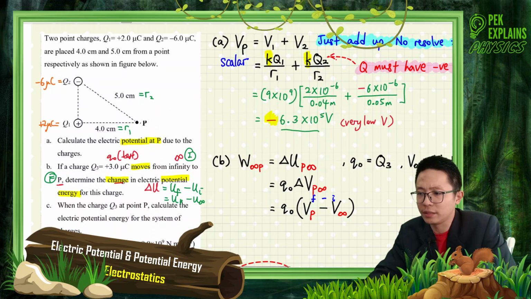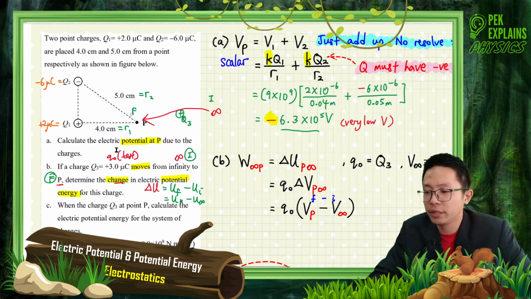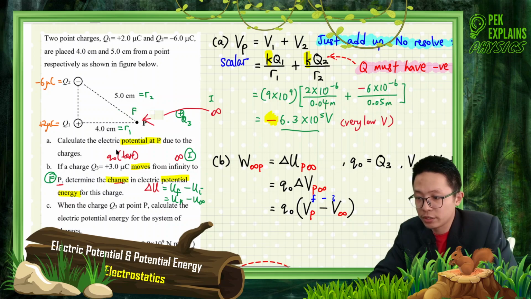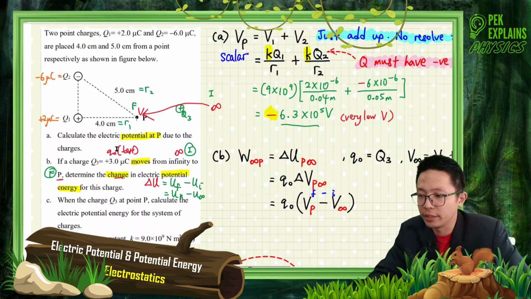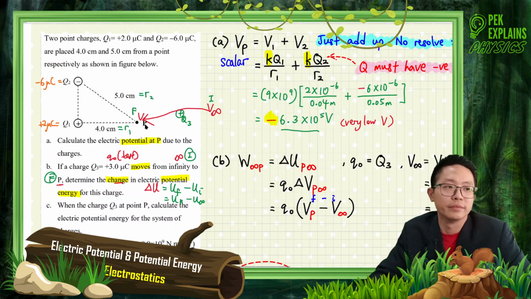So we want to find for the test charge, like this one, Q3. This Q3 is brought from infinity to point P, isn't it? Infinity is the initial, P is the final. We already got the potential at point P, but we don't have the potential at infinity yet. So how to find it?